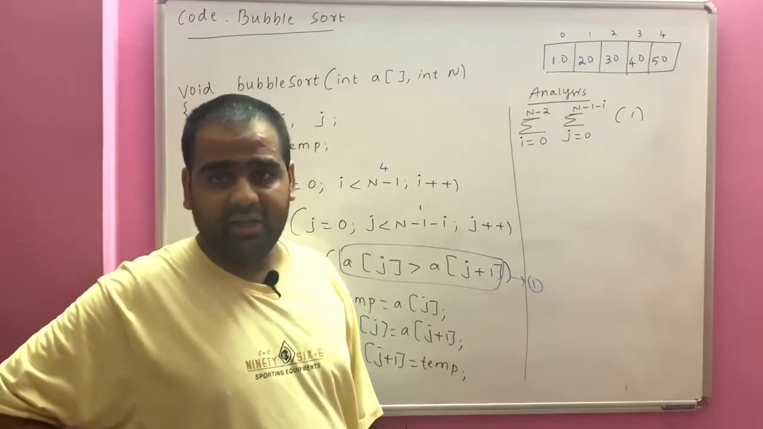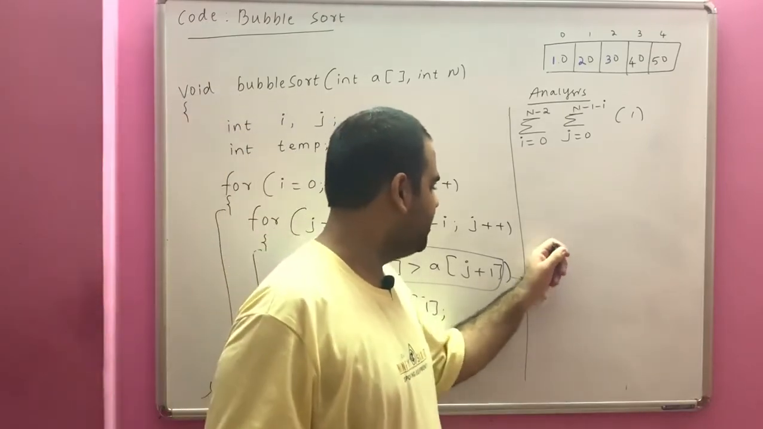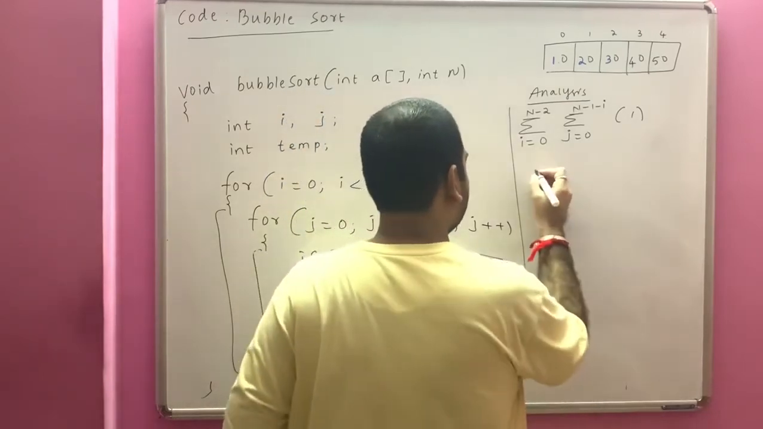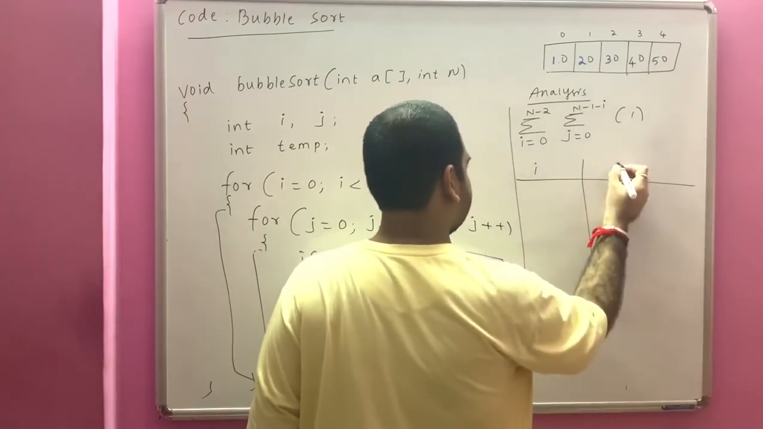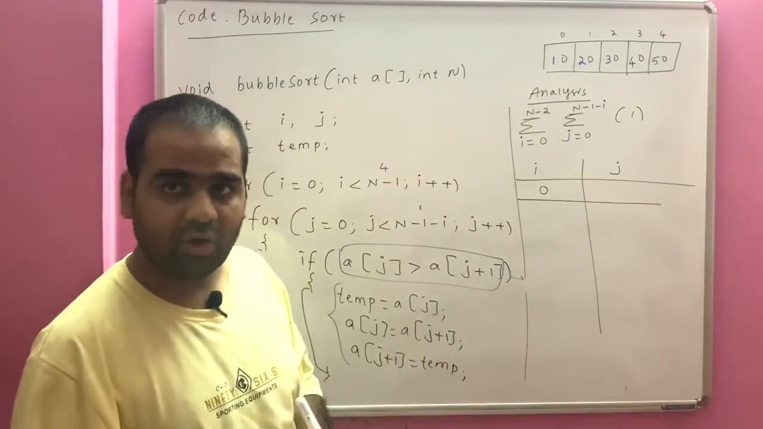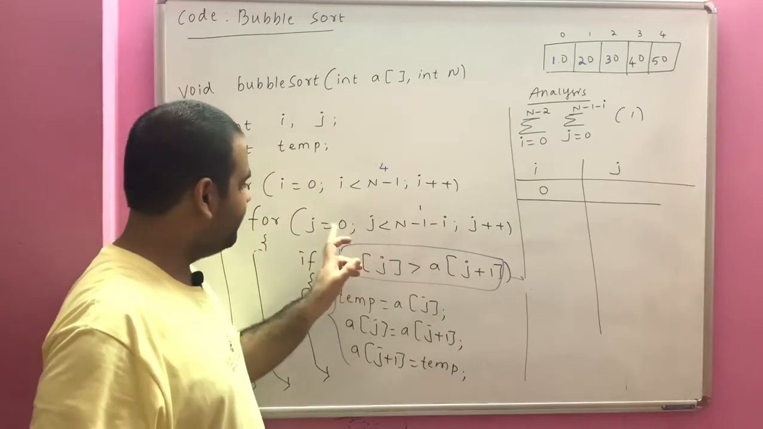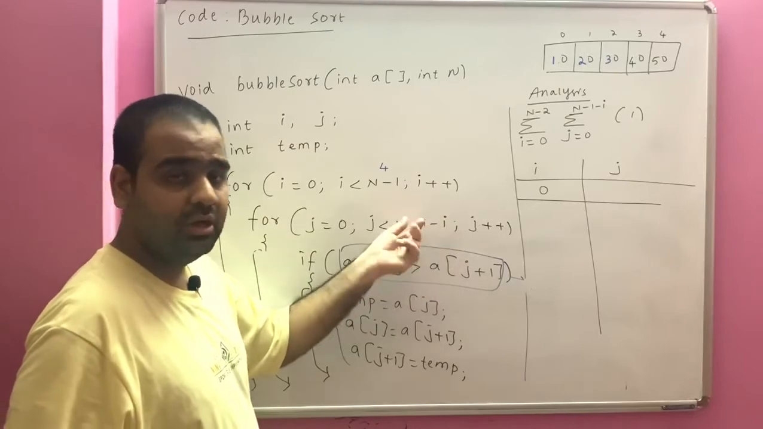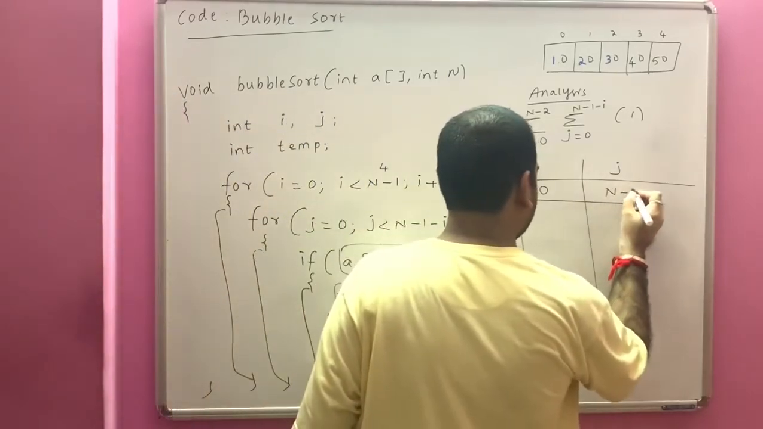Now the first thing is you can use the table method. That's the easiest method as well. What do I mean by the table method? You make 2 columns over here, i and j. Now suppose i is 0, how many times will j run? If i is 0, j runs from 0 to n minus 1 minus 0. Fair enough, because i is 0. That means j runs for n minus 1 times.